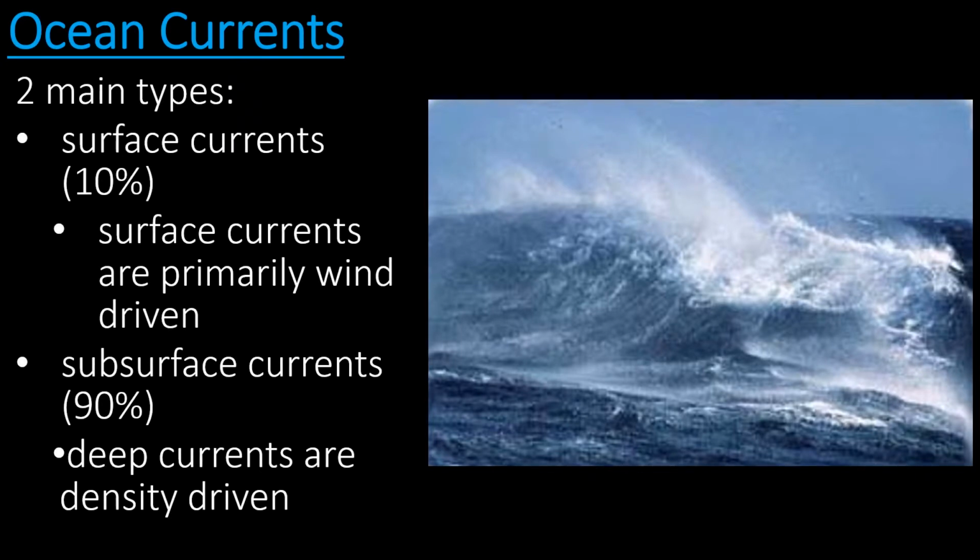So there are two main types, and you make sure to write this correctly. You have surface currents, which make up about 10% of all ocean currents, so a small amount. These surface currents are primarily driven by wind, so the effects of those winds hitting the top of the surface and moving water. And then you have subsurface currents, which are about 90%, and these are deep currents driven by density. Now, if you don't remember from our last lesson, we talked about high pressure and low pressure.